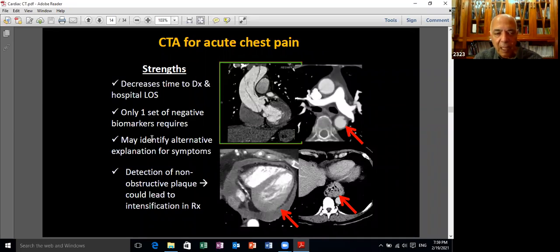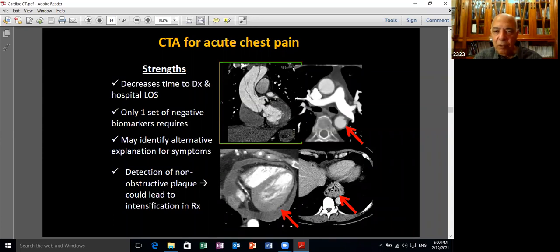You might find another explanation for the patient's symptoms, like here, for example, you have a dissection involving the root of the left main coronary artery. You can diagnose pulmonary embolism, or you can diagnose the penetrating aortic ulcer in the descending aorta. You can diagnose pericarditis, and you can diagnose even hiatus hernia. And in this lower right image, you will find that there is gastric tissue located in the chest. So this explains reflux esophagitis or hiatus hernia or an association of both of them.